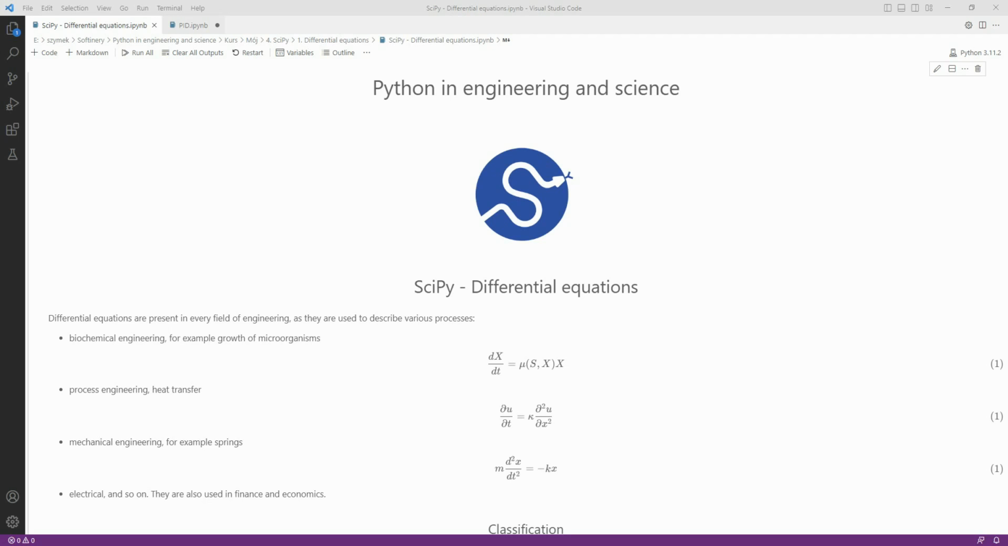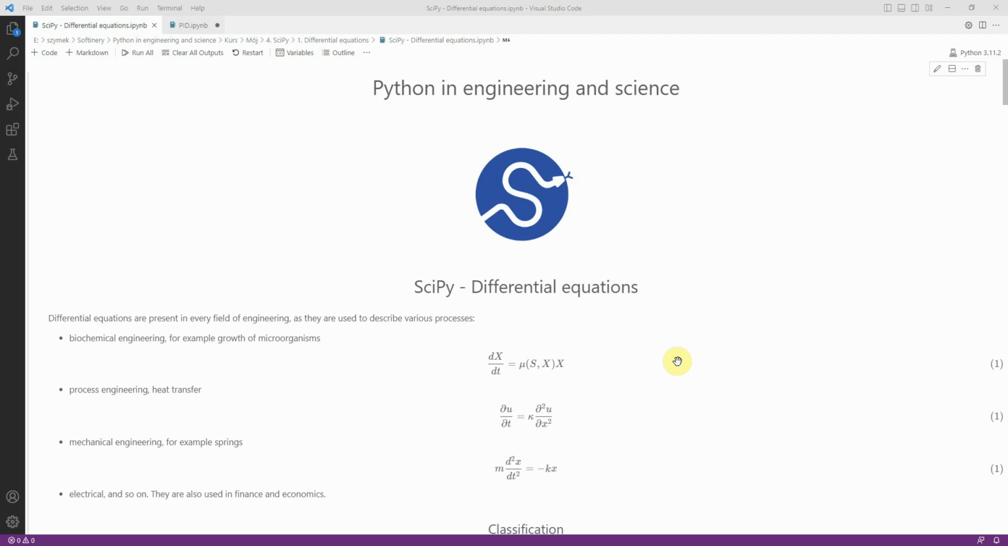Hello, today I will show you how to use Python to solve differential equations. Differential equations are basically equations with derivatives. They are commonly used for the description of various processes. Here you have a few examples in different areas of engineering.